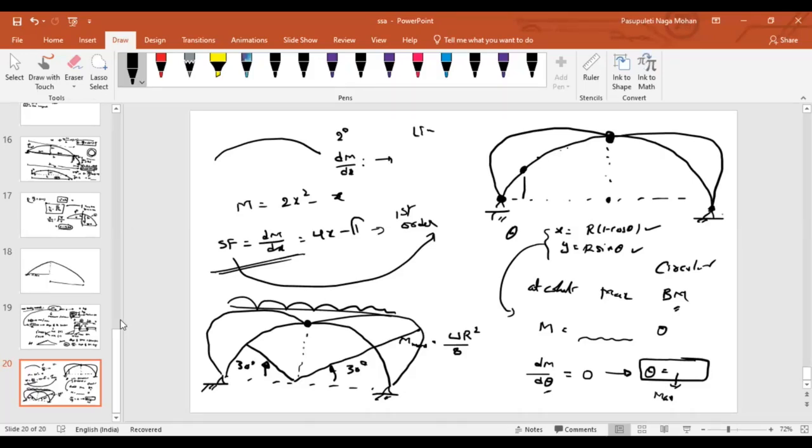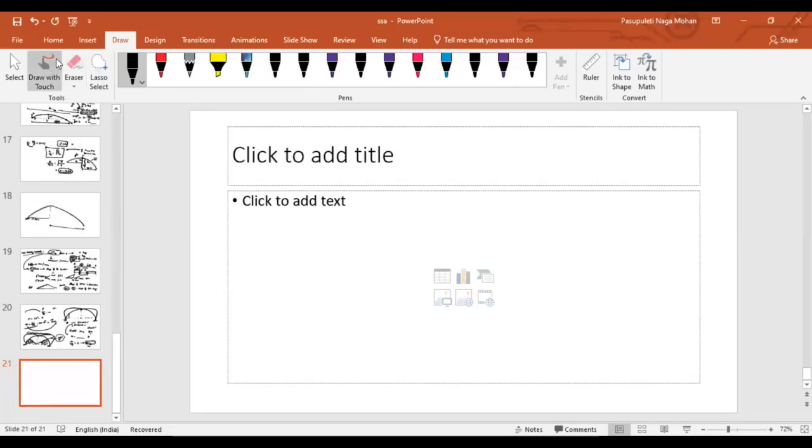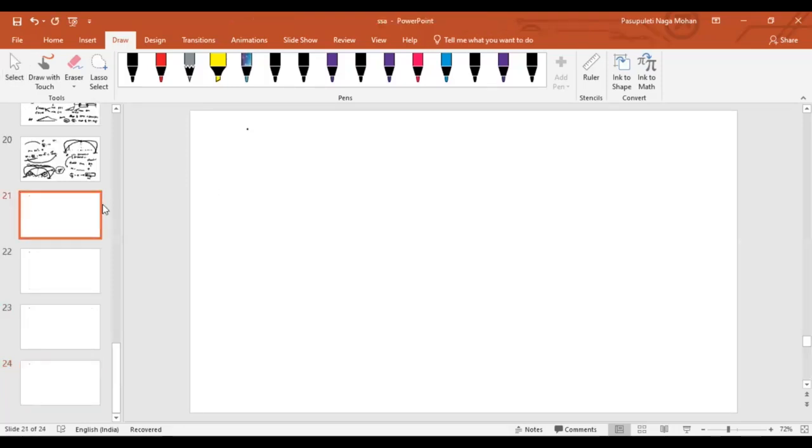If it is a circular arch with UDL loading, the maximum bending moment is WR square by 8, and it will occur at an angle of 30 degrees. I told you these are the cases you have to learn by heart. If you sit in the exam hall and try to derive it, that will be a waste of time. Until and unless there are no standard cases, we have to derive, but these cases we have to learn by heart. Right?